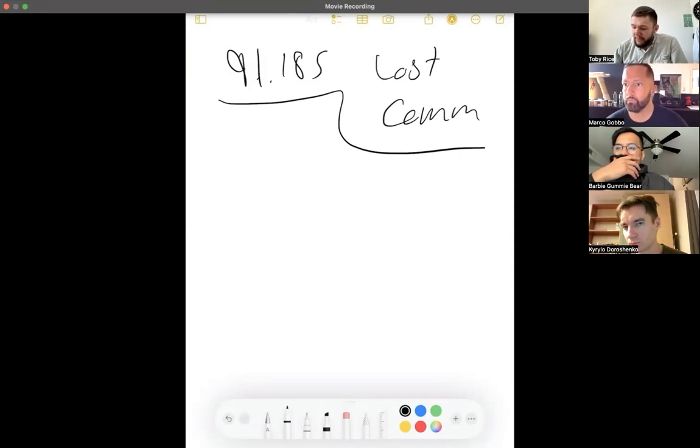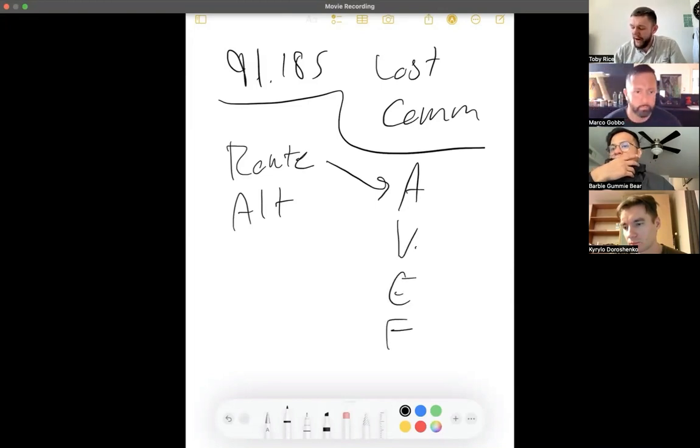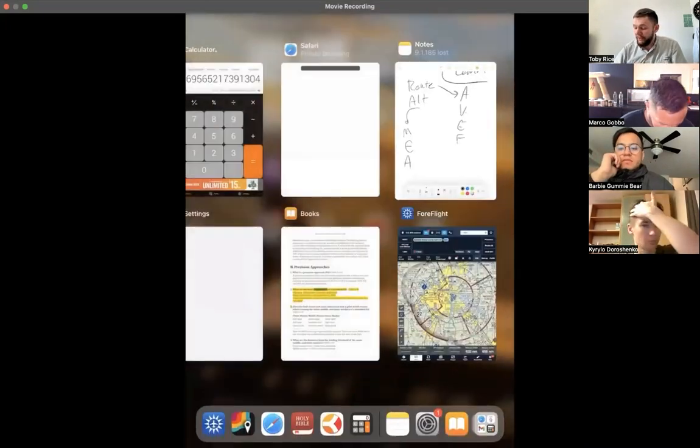Basically, when it comes to lost comms, you have to decide how you're going to fly in two different ways. The first is your route. The second is your altitude. So for route, we have AVEF, A-V-E-F. That's an acronym we're going to fly. For altitude, we have an acronym called MEA.